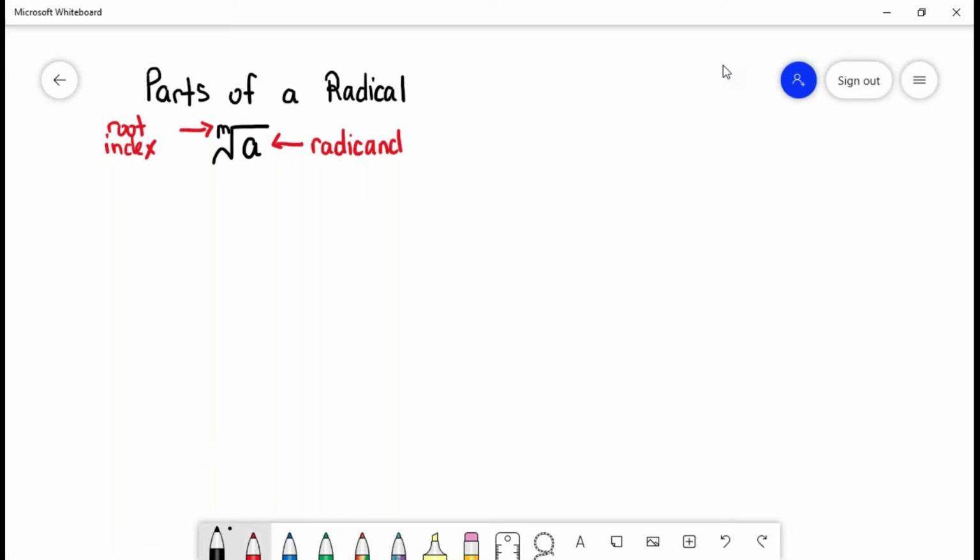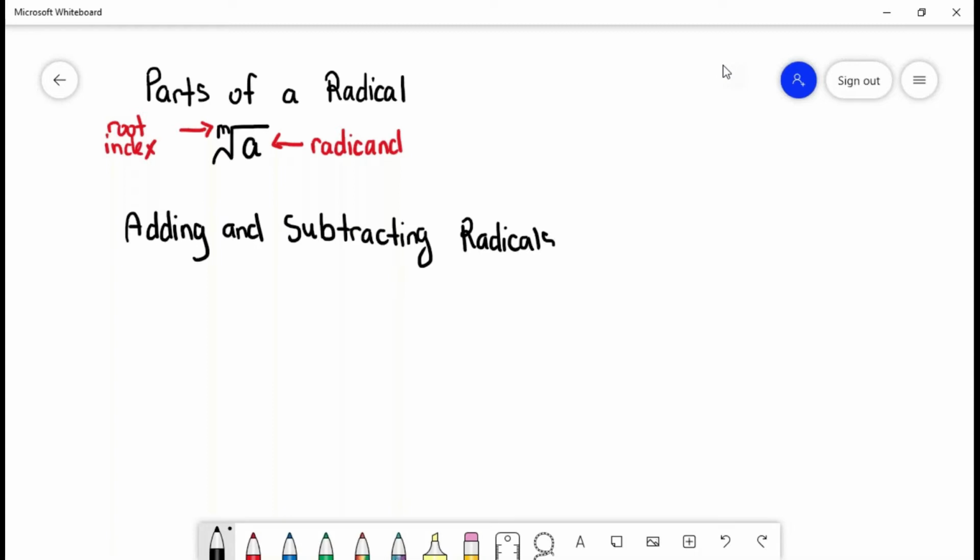So for example, the first question we're going to be doing is we're going to first be looking at adding and subtracting radicals. So the first question we'll be doing is 5 root 11 plus 3 root 11 minus 2 root 11.